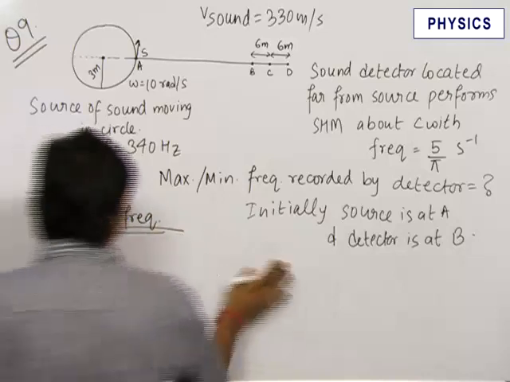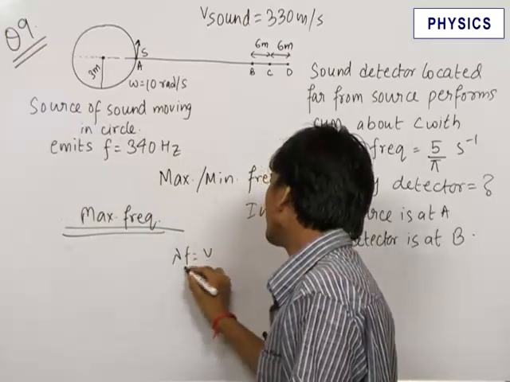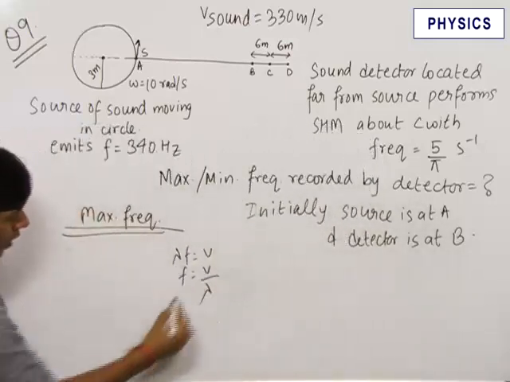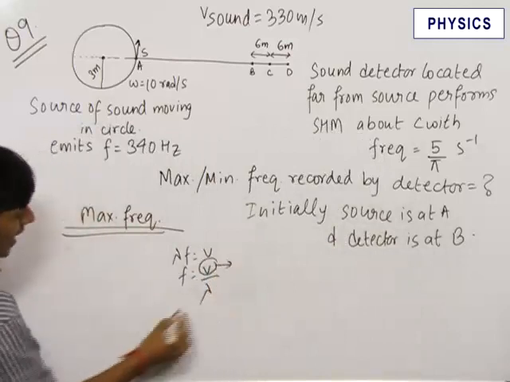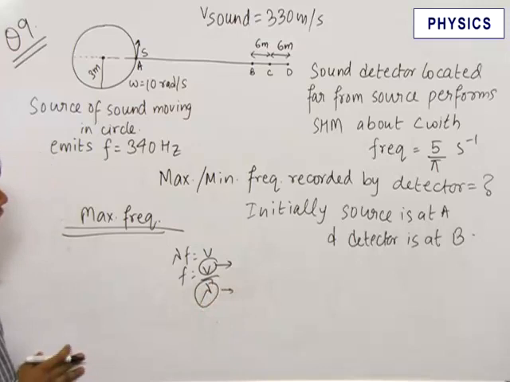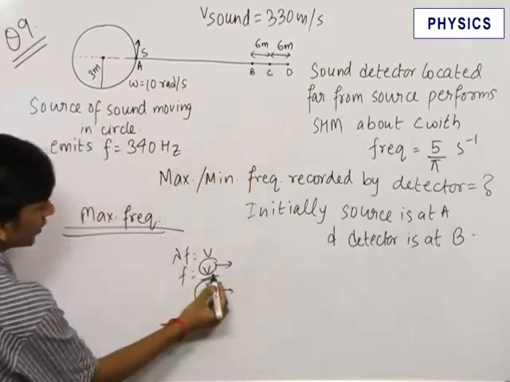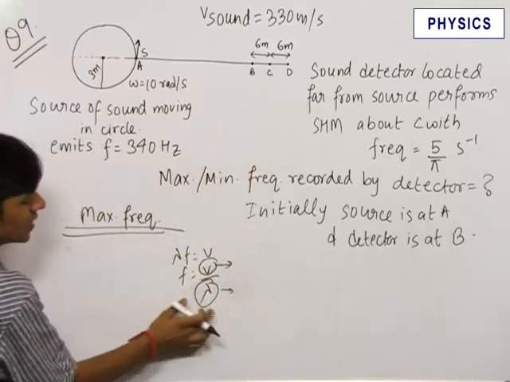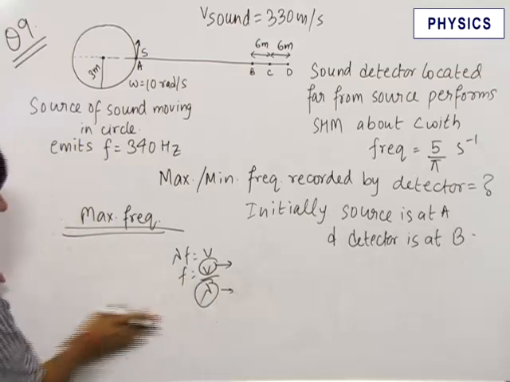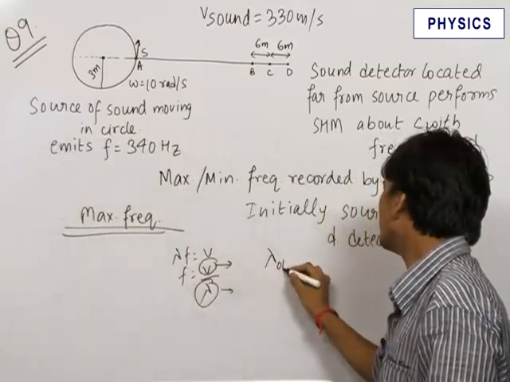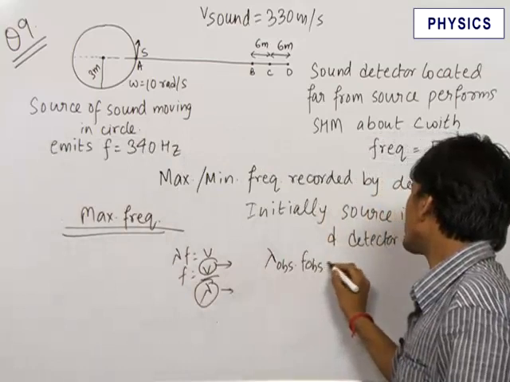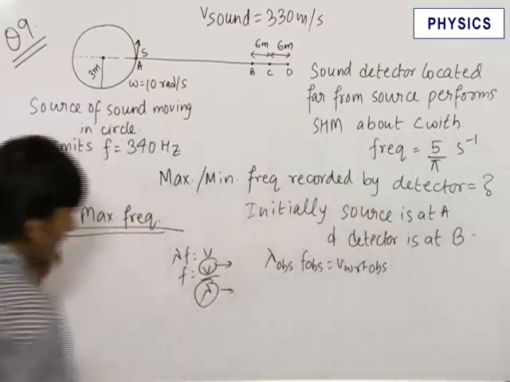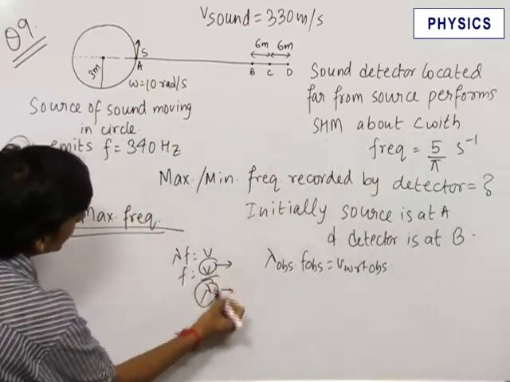For maximum frequency, we know the formula lambda f is equal to V. Therefore f is equal to V upon lambda. Therefore for maximizing the frequency, V should be maximized and lambda should be minimized. Now we have the observer over here. Therefore this is the velocity of sound with respect to the observer, this is the frequency observed by the observer and this is the wavelength observed by the observer, because we know that lambda observed into f observed is equal to the velocity of sound with respect to the observer. Therefore we must try to maximize V and minimize lambda.